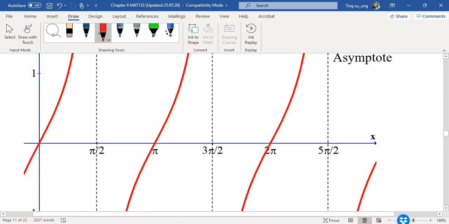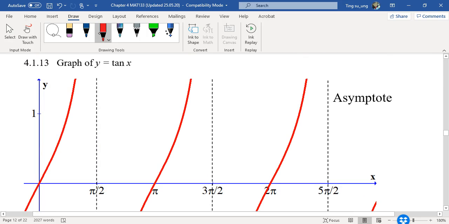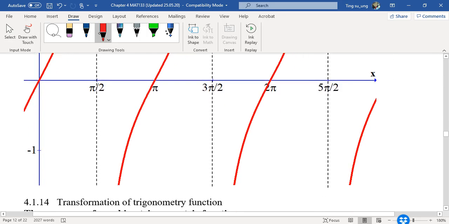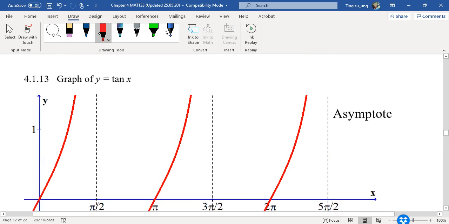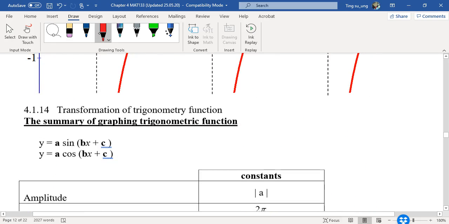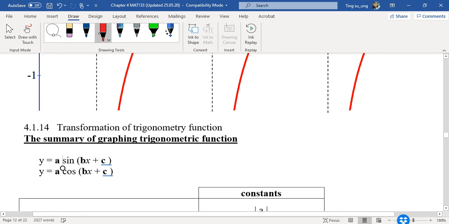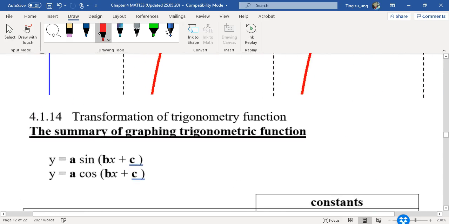So after that, tangent. Okay, tangent will always have the asymptote, so you never touch the line. Okay, now these are the things that you need to remember.